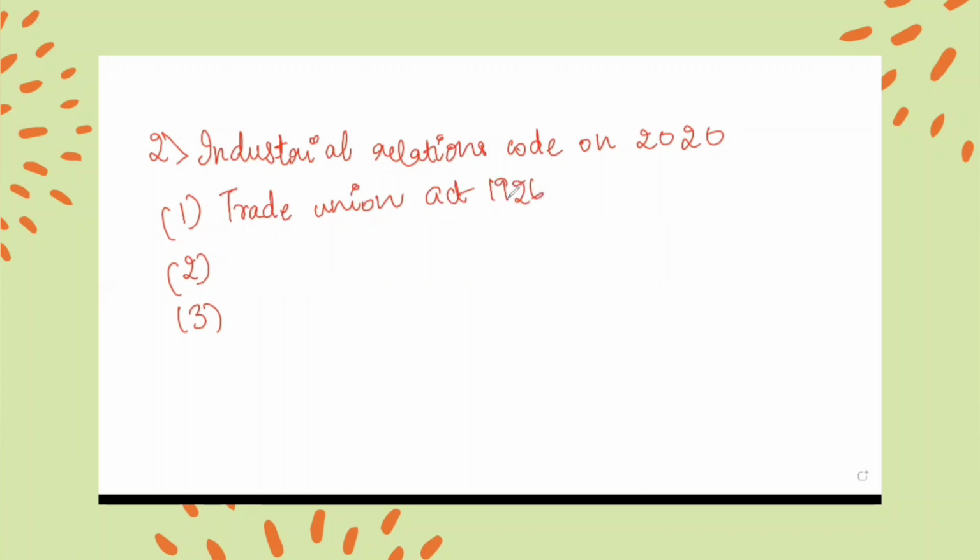After establishing the trade union, the norms to even establish a proper trade union, your rights, your duties and responsibilities are all stated in the Industrial Employment Standing Orders Act 1946. So the next comes the Standing Orders Act 1946.